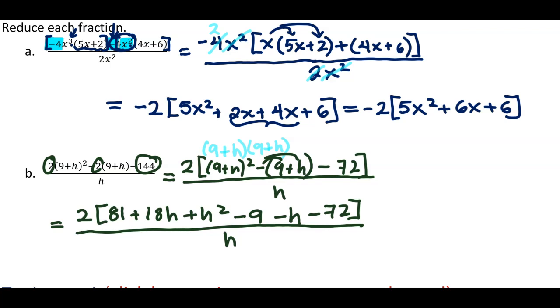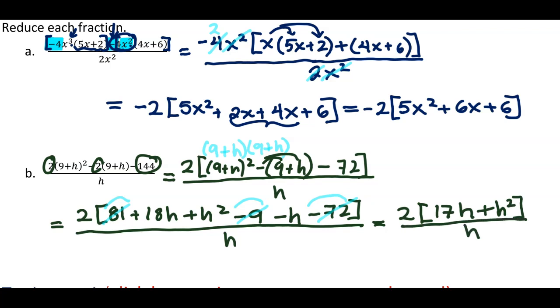And it's looking pretty good so far. What I see in the brackets that I'm really liking is that I have a positive 81, and then I have a negative 9 and a negative 72, which adds up to negative 81. So that actually drops out completely. And the reason I like that is because everything that's left has an h in it. So I see a 2, and then I see an 18h minus h, so 17h, and an h squared.